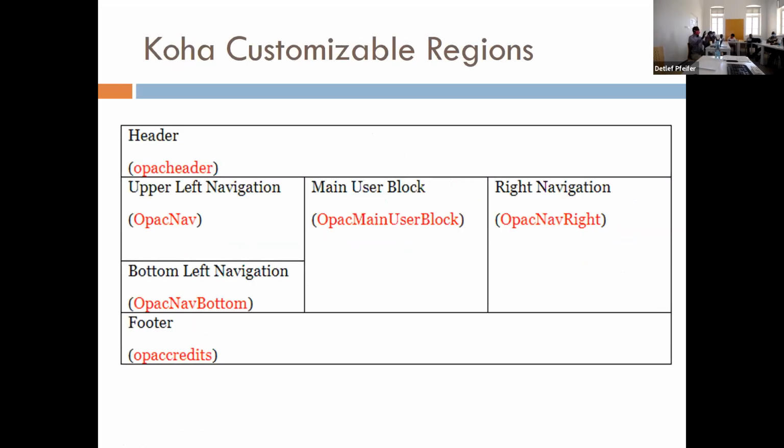So this is how the OPAC is. There is a header, which you can control from what is called the OPAC header, which is the top level. Then there is the main user block, the middle one, where you can put some content. Then you can also put some right navigation and the footer, which is controlled by OPAC headers. This is what you really need to know: these are the customizable regions in your OPAC.